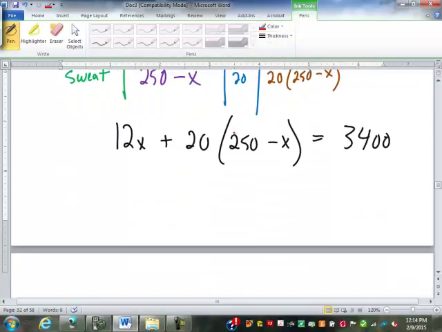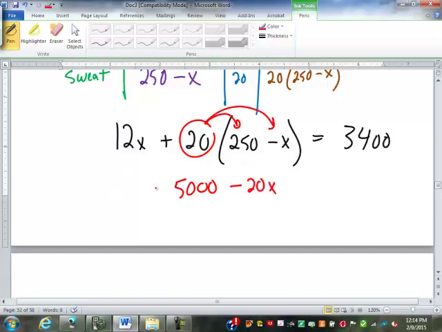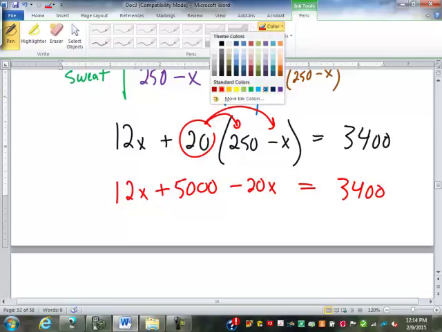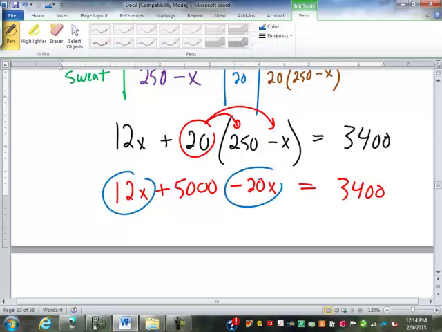We see the parentheses, so we start there. 20 times 250 is 5,000. 20 times negative x is a negative 20x. It's a positive 5,000. We still have 12x up here. Still equals 3,400. We can combine 12x and negative 20x makes a negative 8x. Positive 5,000 equals 3,400.